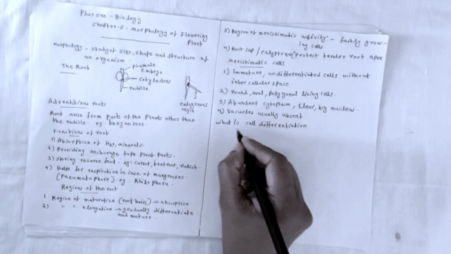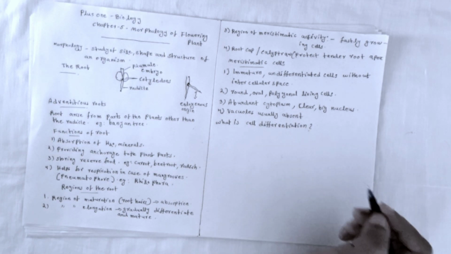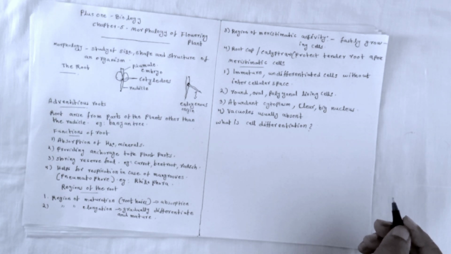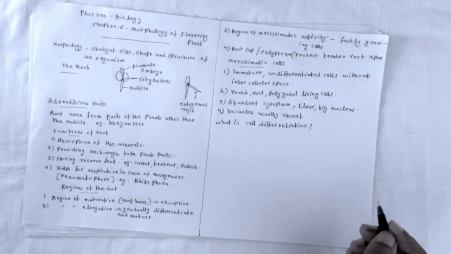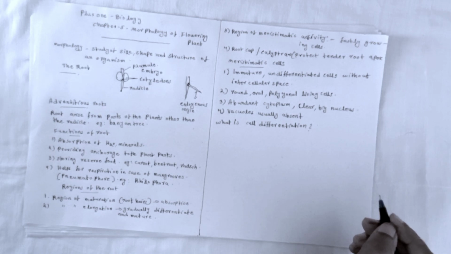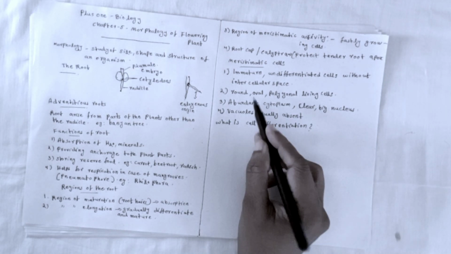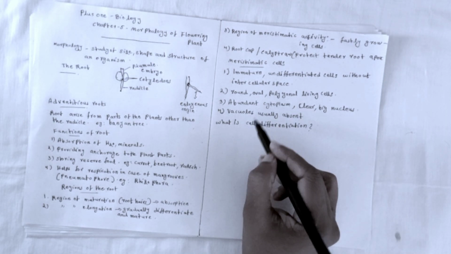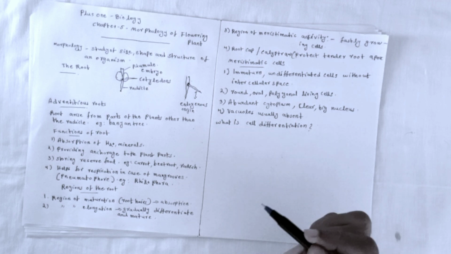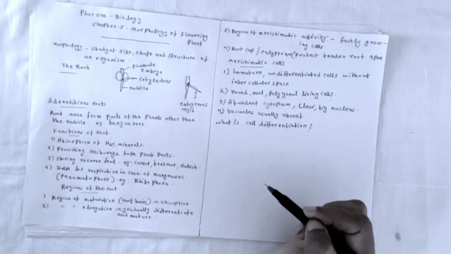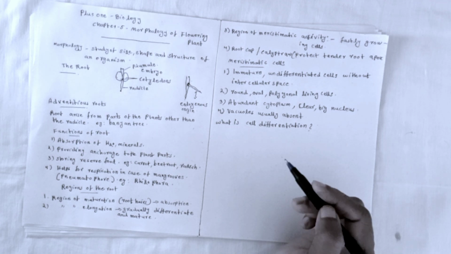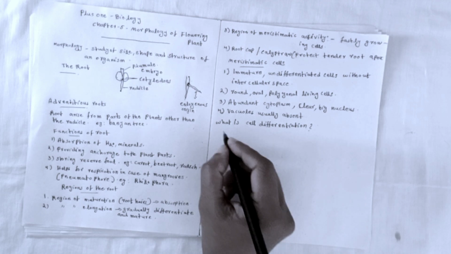Cell differentiation. Unspecialized meristematic cells change to more specialized cell types to fulfill specific roles or functions. That means cell differentiation.